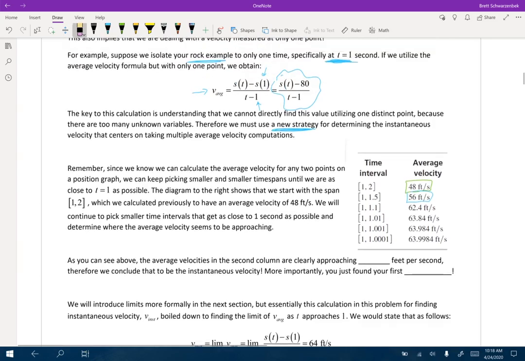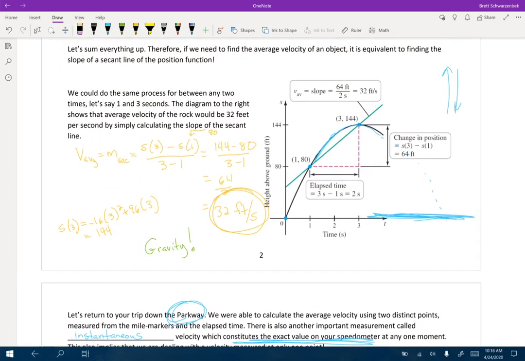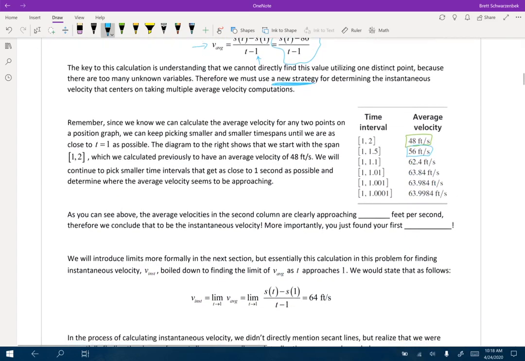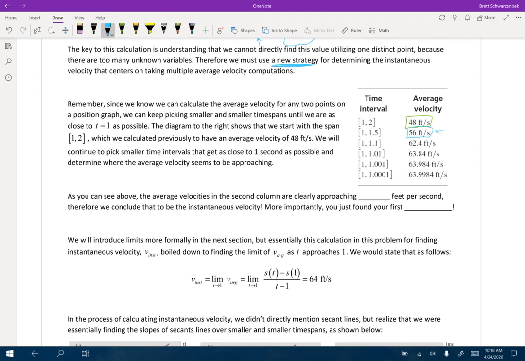Now, how is that calculated? Again, remember our formula right here? Instead of putting 3 or 2 or 1 that we did before, we would put 1.5 in for the variable, and we would get 56 feet per second. So let's shrink that even more. We're going to go to 1 to 1.1. What do I get? 62.4. 1 to 1.01, 63.84. 1 to 1.001. Hopefully you get the point of what we are doing. We're shrinking the span so that we are getting as close to 1 second as humanly possible without actually being just 1 second.